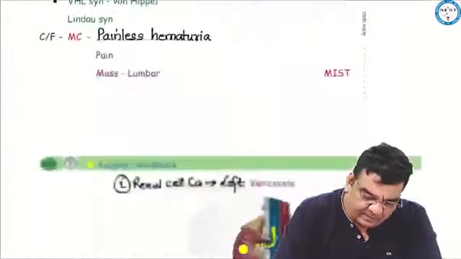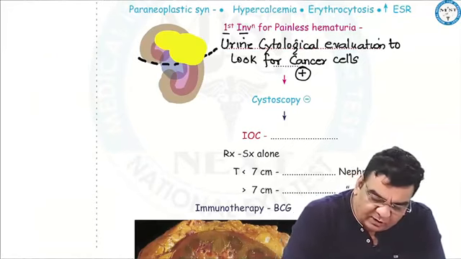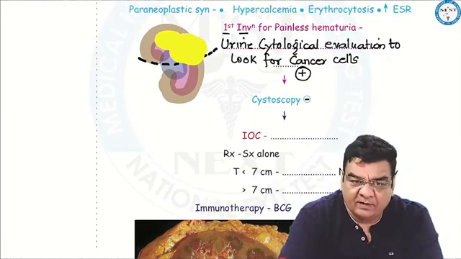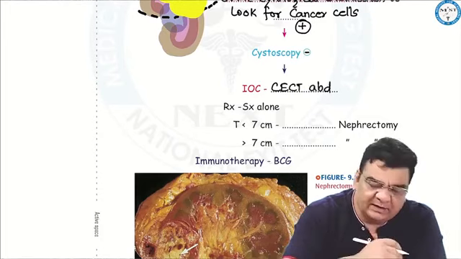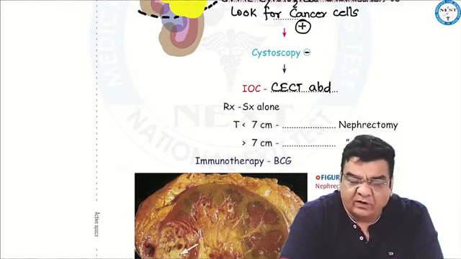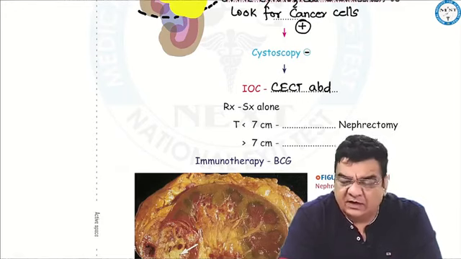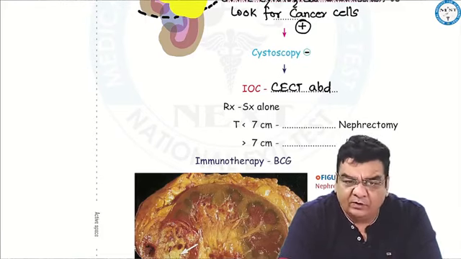So herein, the next step would be cystoscopy. And if we are talking about kidney cancer, then cystoscopy is negative. Now you do a CECT of the abdomen, and that will give you the whole idea. In the treatment for kidney malignancies, again, surgery is the only curative treatment. However, immunotherapy with BCG has been tried.